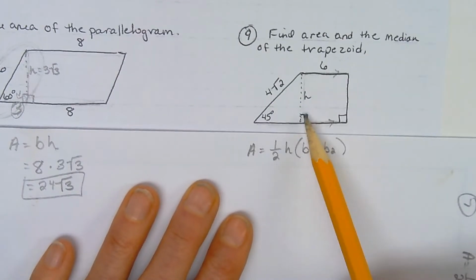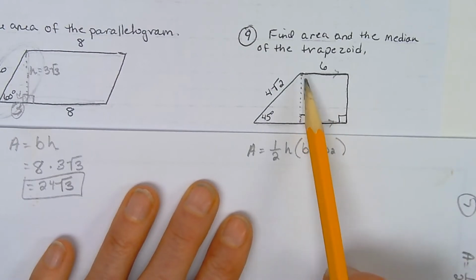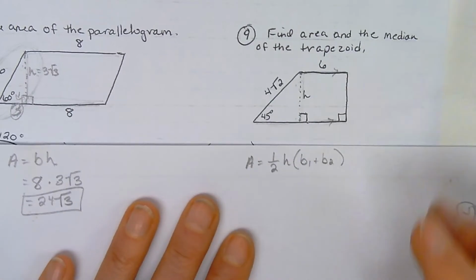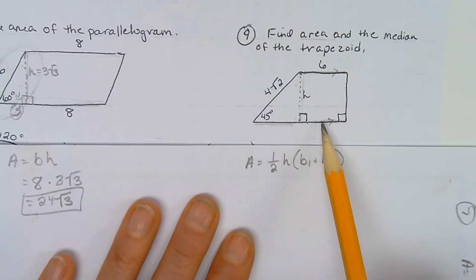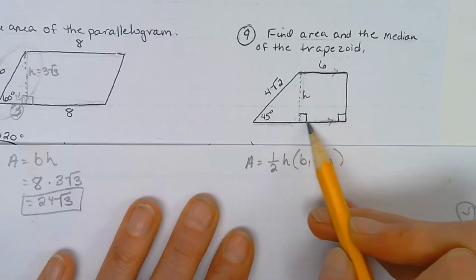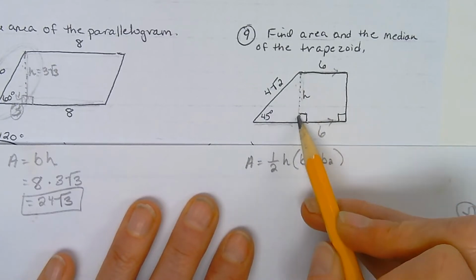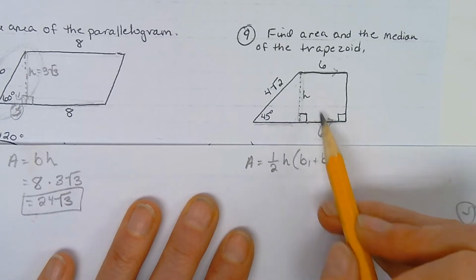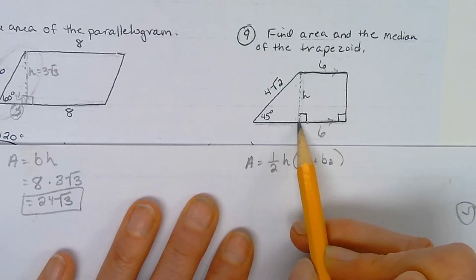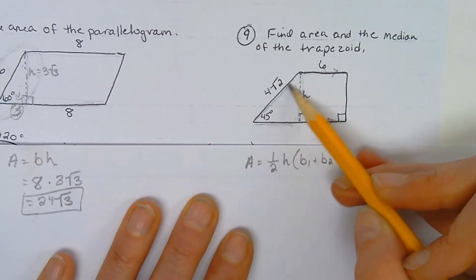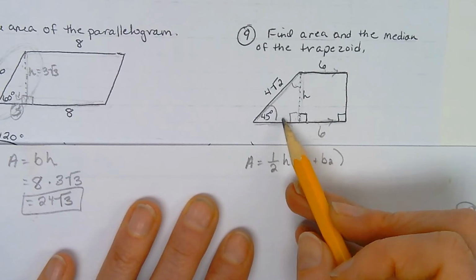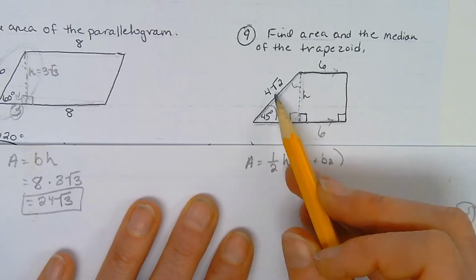Thankfully, however, the height has been drawn straight from the corner down, and this is a 45, 45, 90, so I can not only find the height, I can find this portion of the base and add it to 6. This section right here is 6 because this is perpendicular. So this is a 6 and a 6 here. Now to find this length, I can look at the hypotenuse of this 45, 45, 90. And remember that the hypotenuse is the leg times square root of 2.